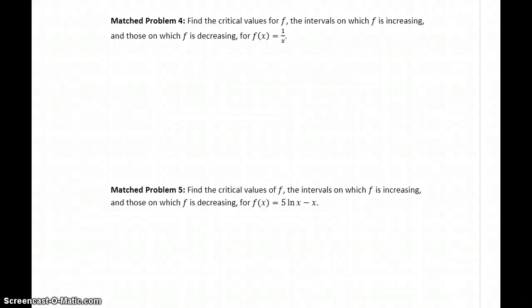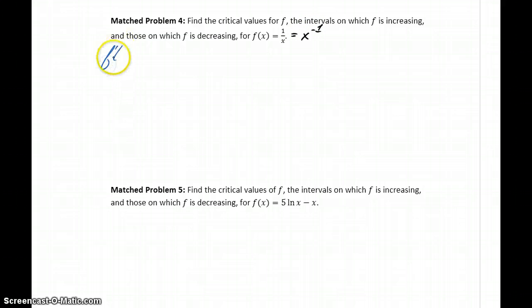Match problem 4 is, again, the same type of question. We want to identify any critical values and then determine where our function is increasing or decreasing. So to get things started off, we first want to rewrite that function 1 over x as x to the negative first.